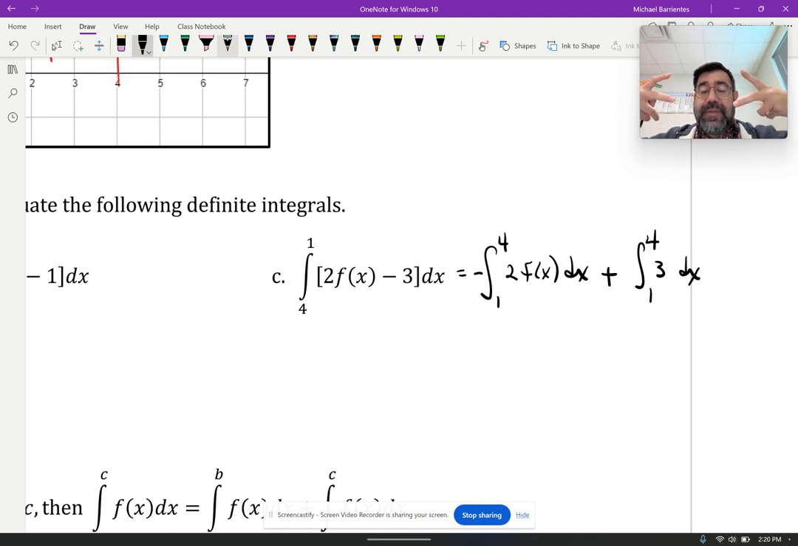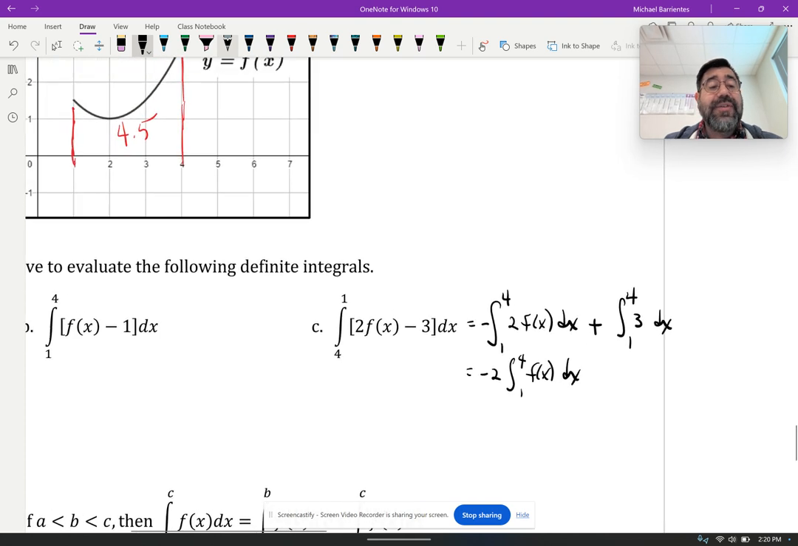I flipped the limits of integration as I was splitting the integral apart into two pieces, but that meant I am taking the opposite of what would have come out of there anyway. And then here, there's this 2. I can take it out, so that's really negative 2 times the integral of 1 to 4 f of x dx, which, by the way, we know is given to us as 4.5. So then this is really negative 2 times 4.5.